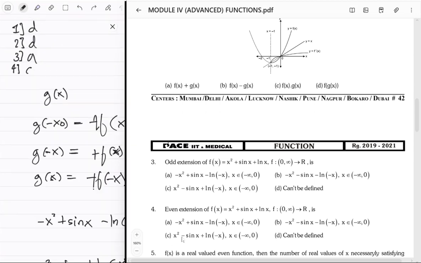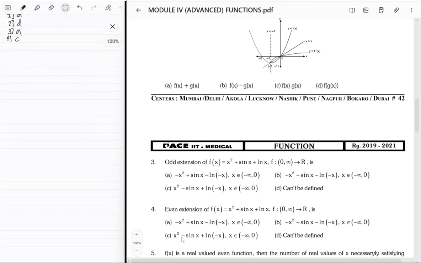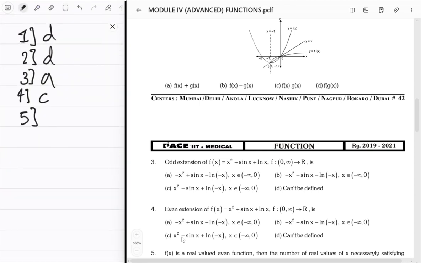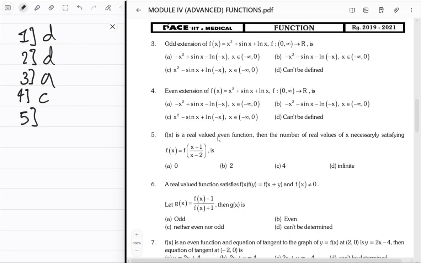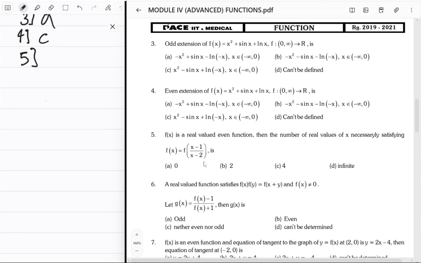Next question. Fifth. f of x is a real valued even function, and we want the number of real values of x necessarily satisfying this. Real valued even function, real values of x necessarily satisfying this. Wow, that's weird. Two possibilities are already there, that you could just have x minus 1 upon x minus 2 equal to plus minus x.